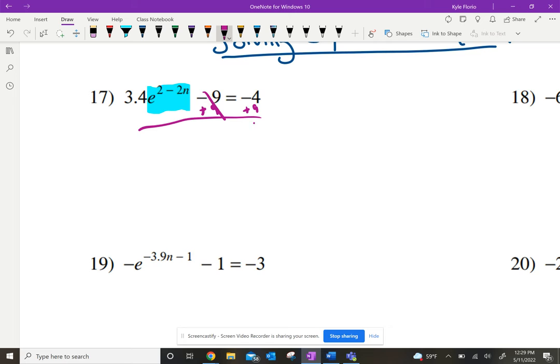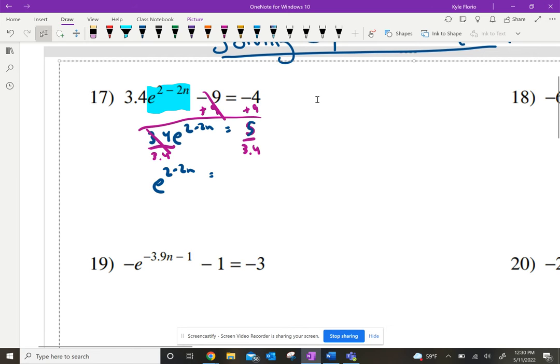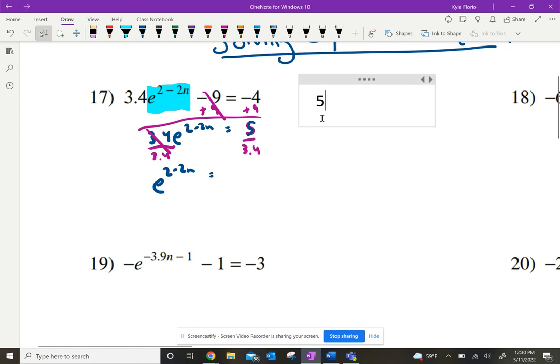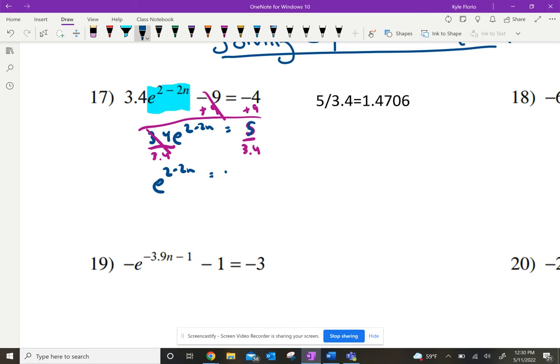9 minus 4 is 5. So we're left with 3.4 e to the 2 minus 2n equals 5. Divide both sides by 3.4. So now I have e to the 2 minus 2n equals 5 over 3.4, which we can use a calculator to see what that is. About 1.4706.